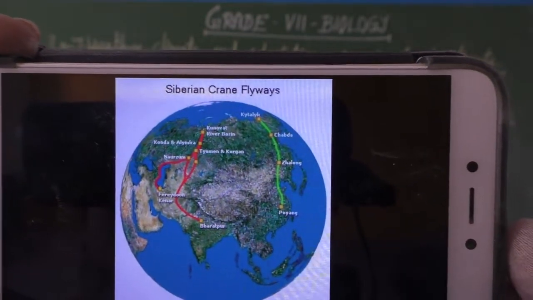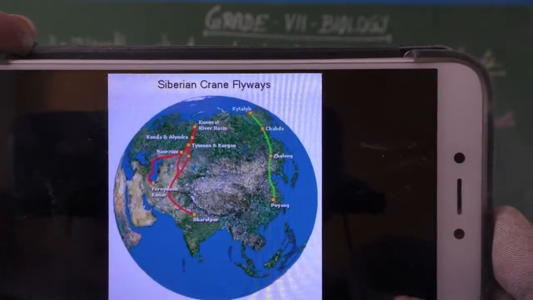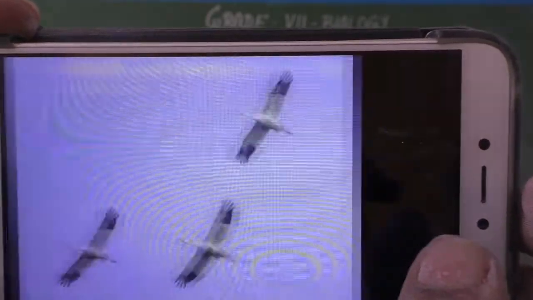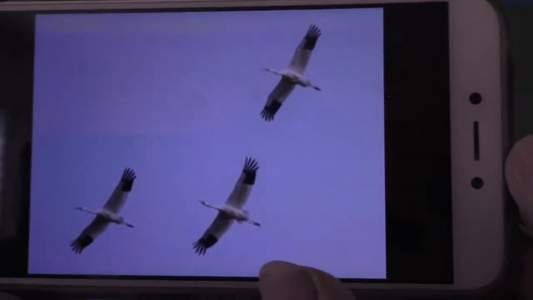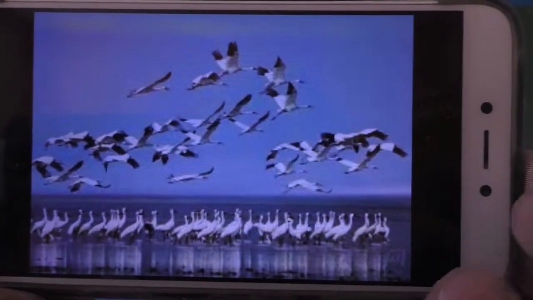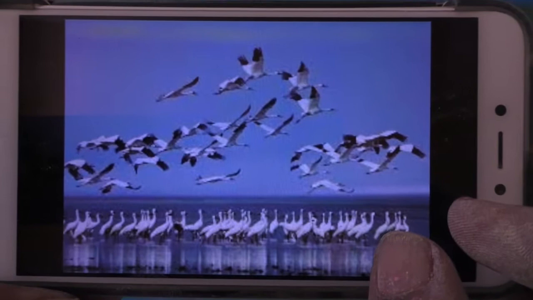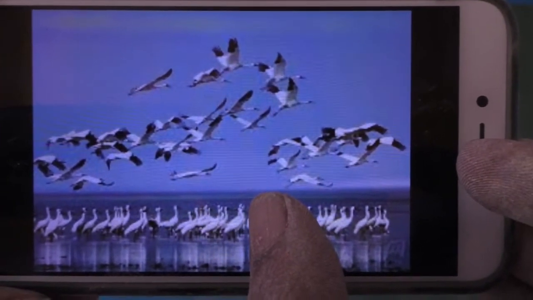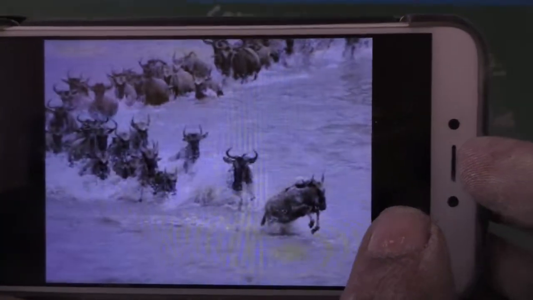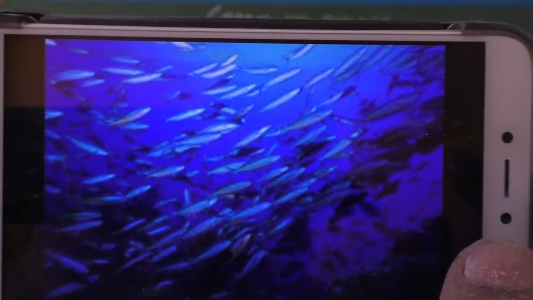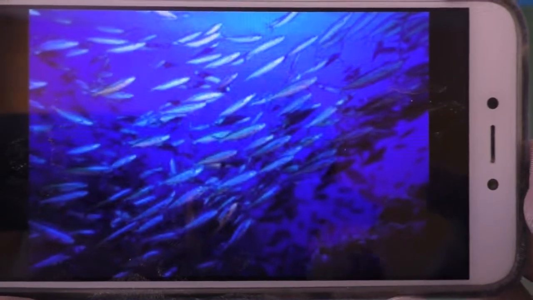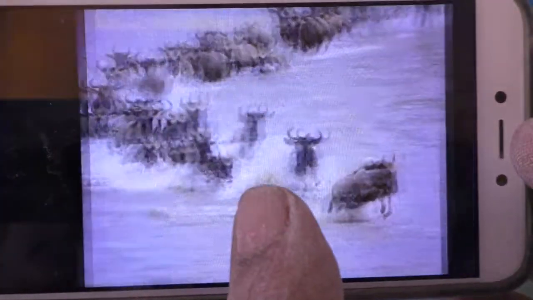See the flyways they have given for the Siberian cranes, like the flyways given for aeroplanes. See how they are flying high in the sky, isn't it? They fly very fast, and fly in groups. Not a single bird, they always fly in groups. That's why we call it migration. Not only this Siberian crane, many other animals also migrate. See, swans and fishes, many insects also migrate.